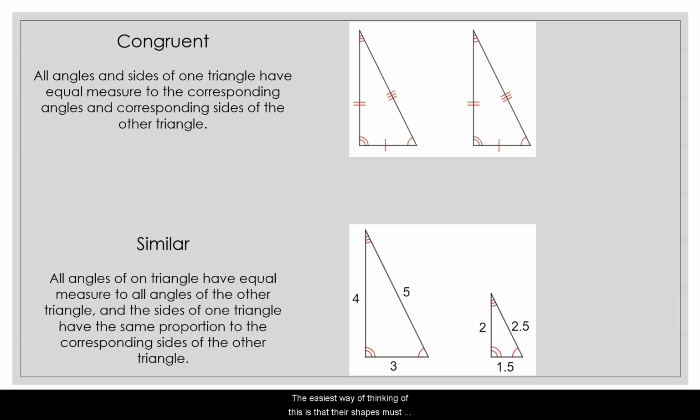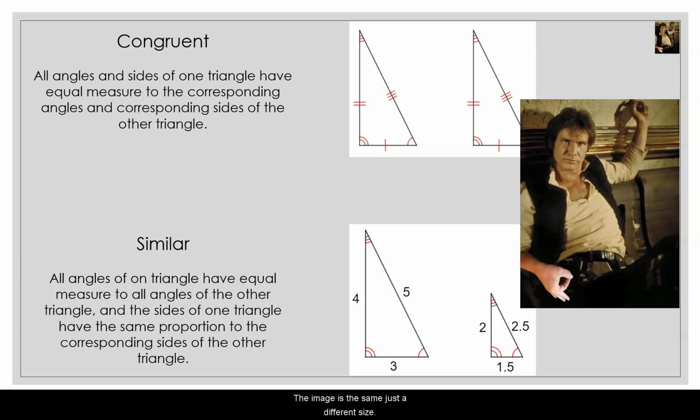The easiest way of thinking of this is that their shapes must remain the same, but their sizes can be different. Much like taking this image of Han Solo from Star Wars and enlarging it, the image is the same, just a different size.